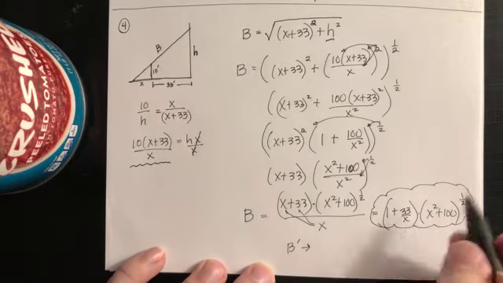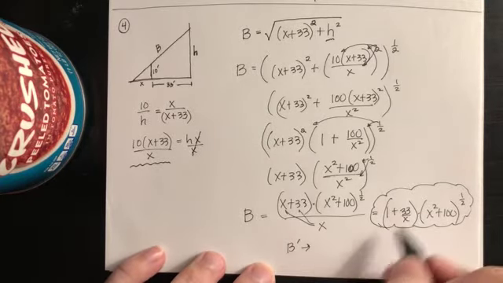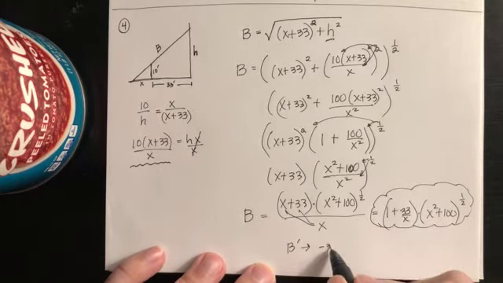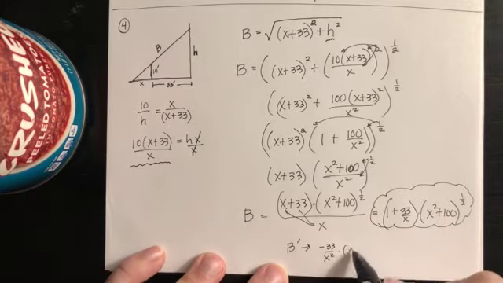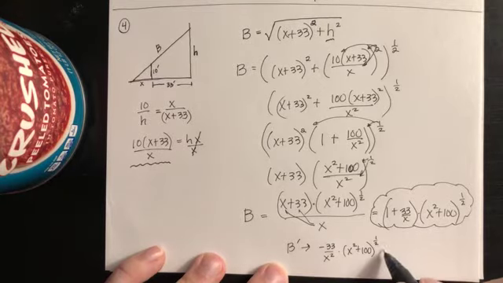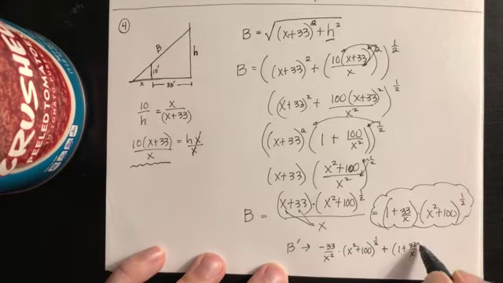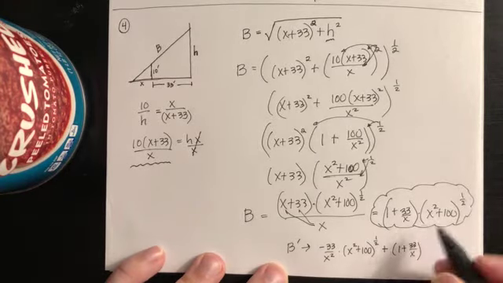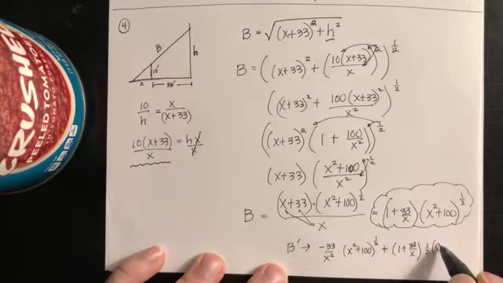Anyway, so I'm going to multiply. This guy, derivative is going to be negative 33 over x squared times x squared plus 100 to the 1/2 power. And then plus this guy without being taken derivative of, so same thing. And then 1/2 that thing to the negative 1/2 times 2x.